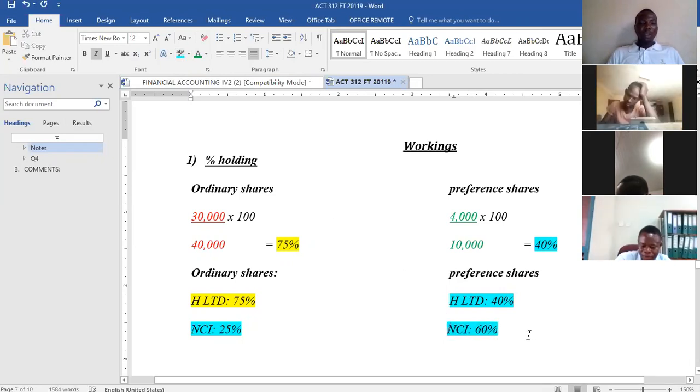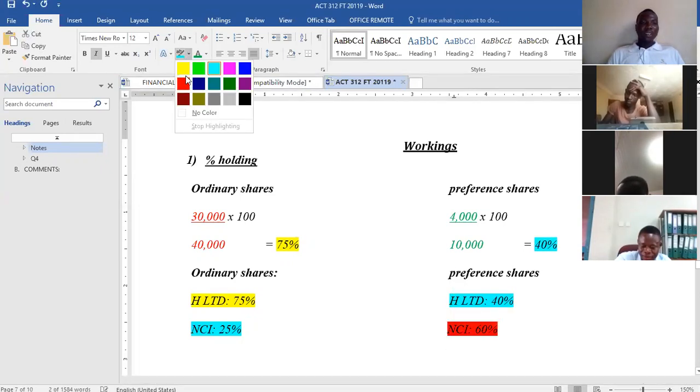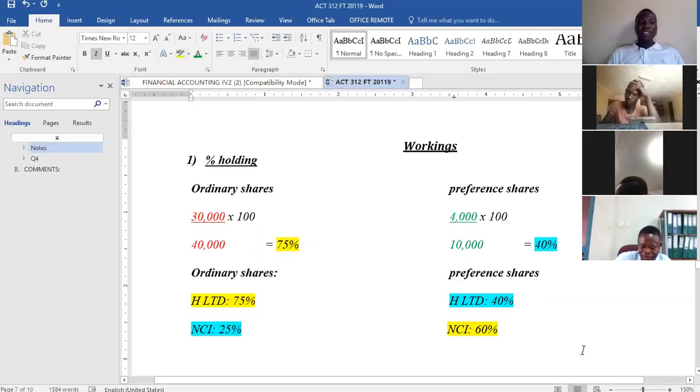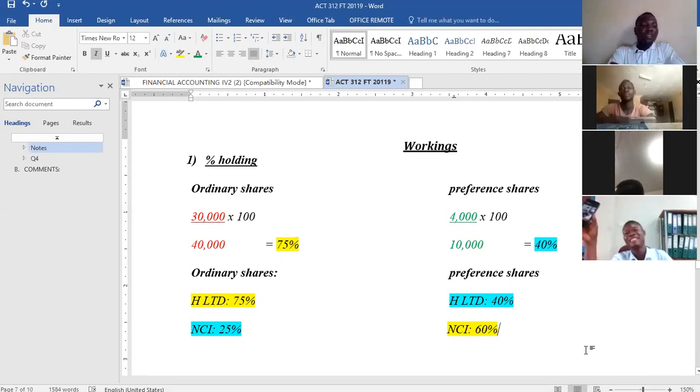Now, look at it. When we come to the ordinary and preference shares, you can see that for the ordinary shares, H is having the majority. But when we come to the preference shares, the minority is having the majority. So it is giving the minority.